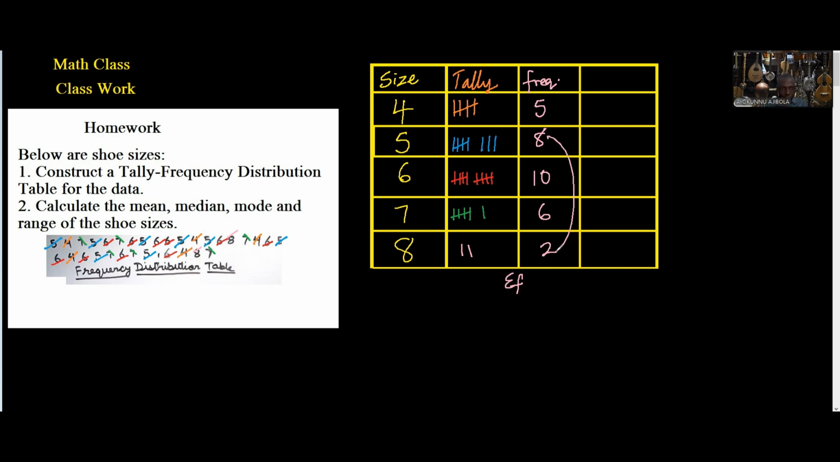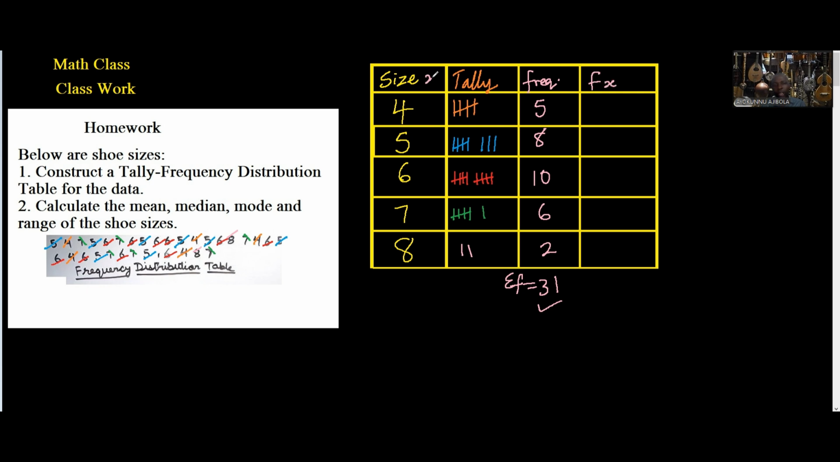8 and 2, that's 10. Another 10, that's 20. Then 11, that's 31. So the total of this summation F is going to be 31. Is that clear to you? Yes. Okay, good. Now let's get what's supposed to be here, fx.